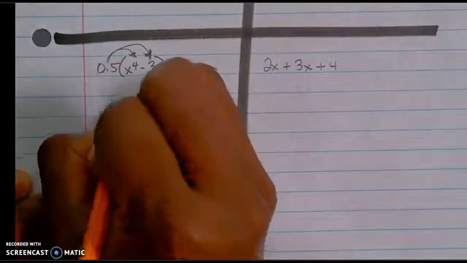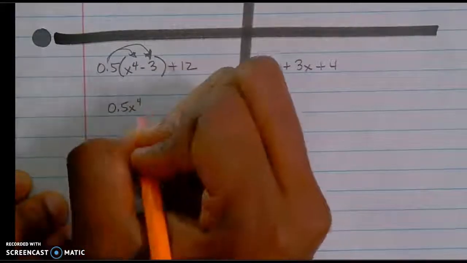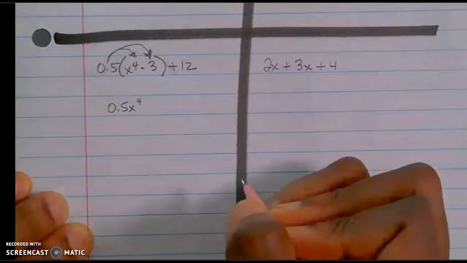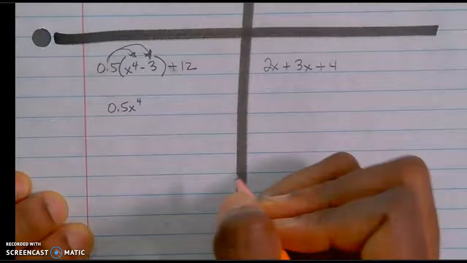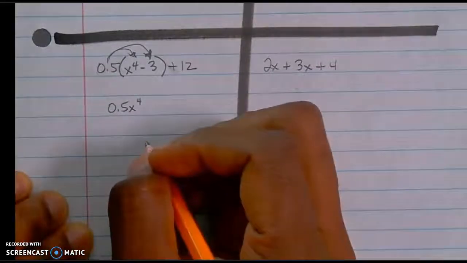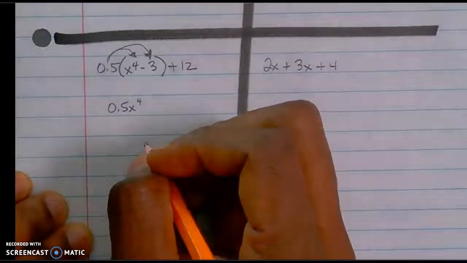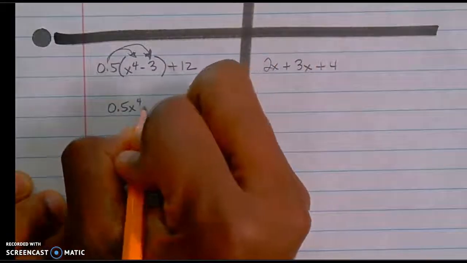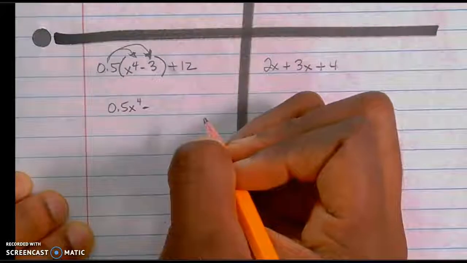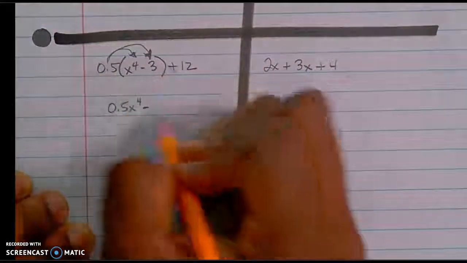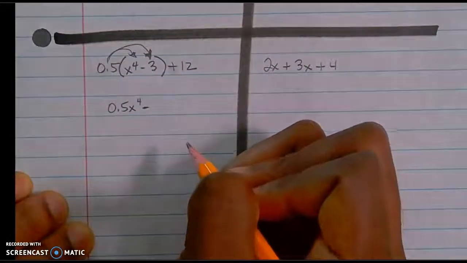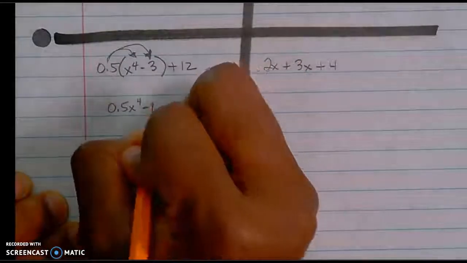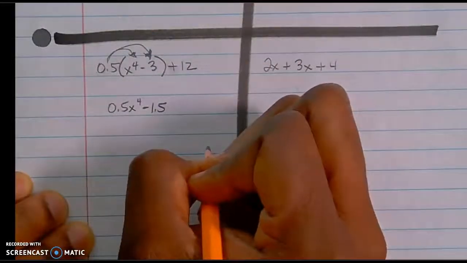We have 0.5 x to the fourth. We can have a coefficient that is a decimal. Okay, so don't worry about that. I'm then going to multiply 0.5 times negative 3. I want somebody to do that. I want everybody who's watching to do that. I know when I multiply a positive and a negative, I should result with a negative. So that's going to be negative 1.5, okay?